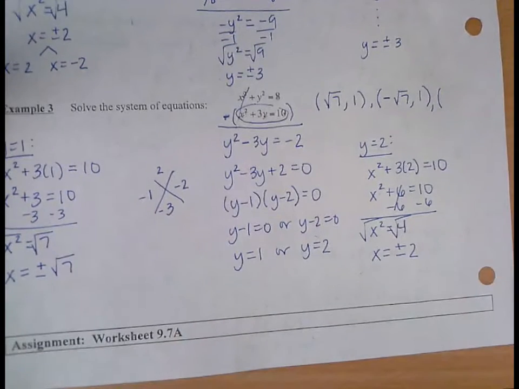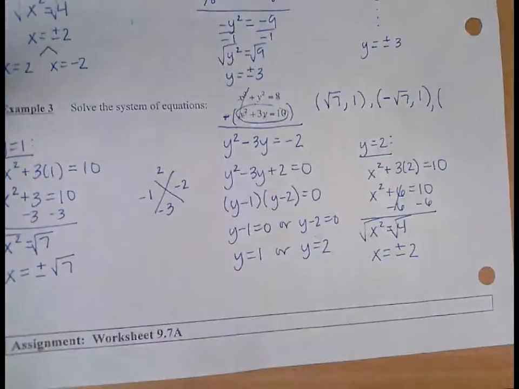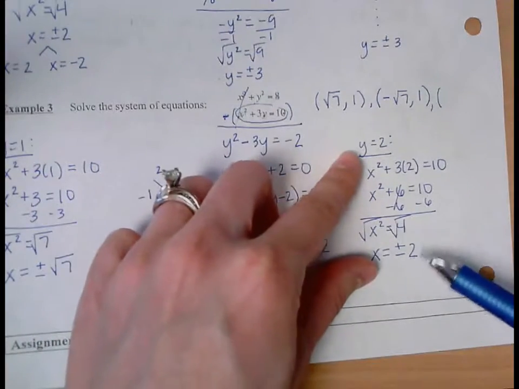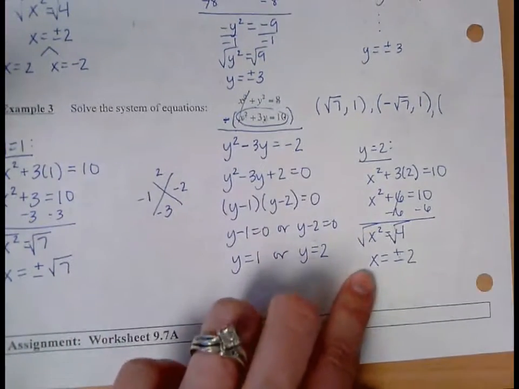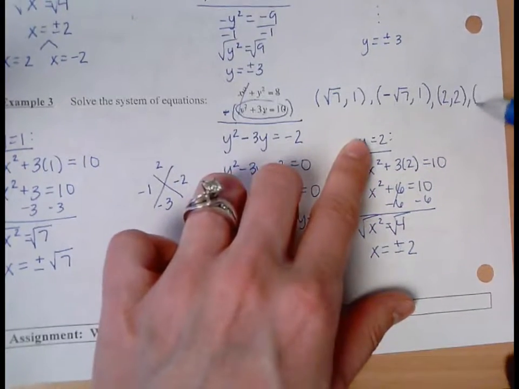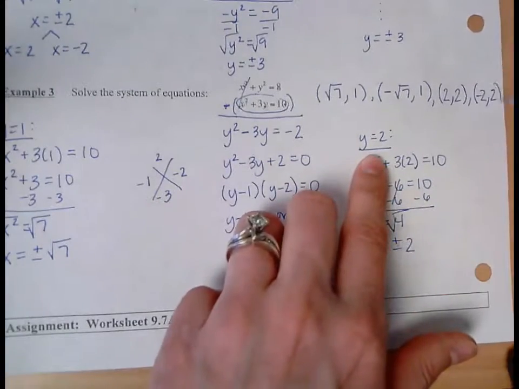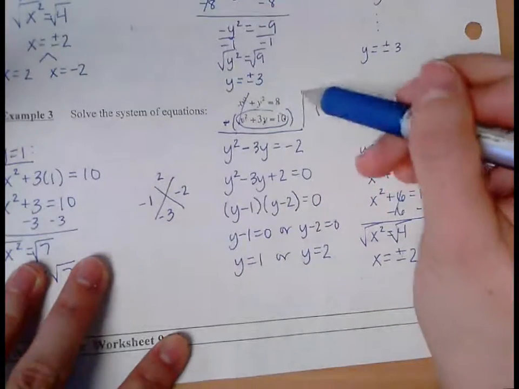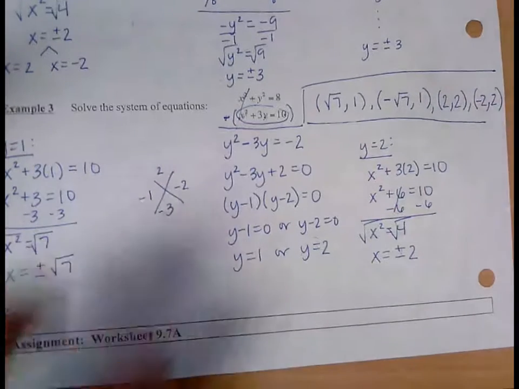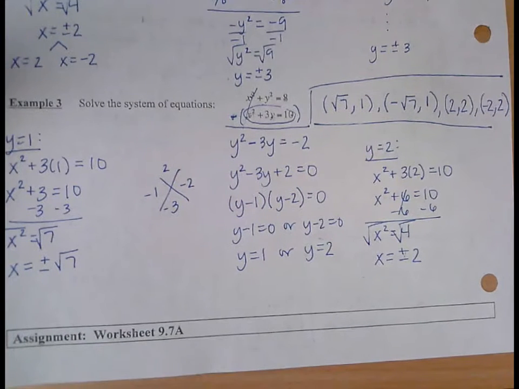So that means I have another 2 answers here. And again, keep your x's and y's straight. So I have the x value positive 2 with the y value 2. I also have the x value negative 2 with the y value 2. These are the 4 answers. So those 2 equations intersect 4 times. Okay, any questions on that one?